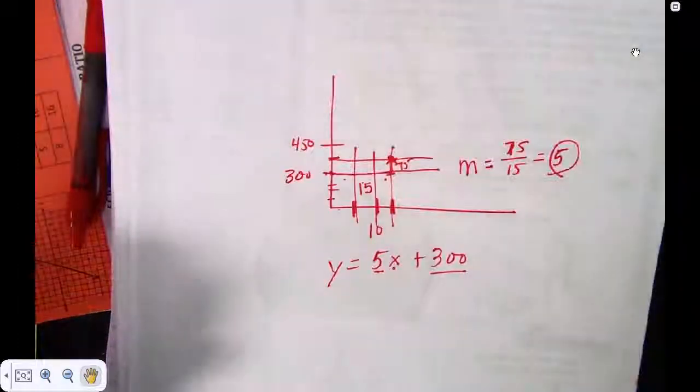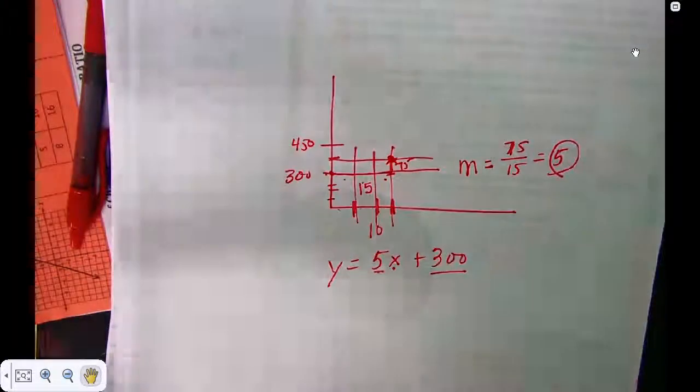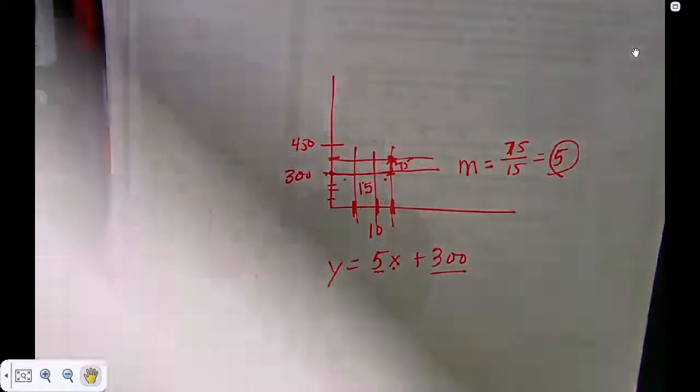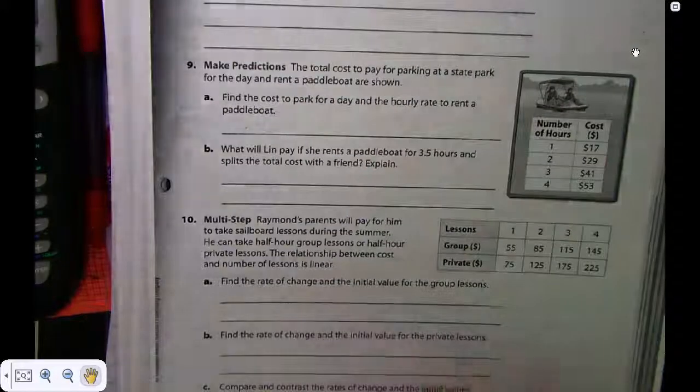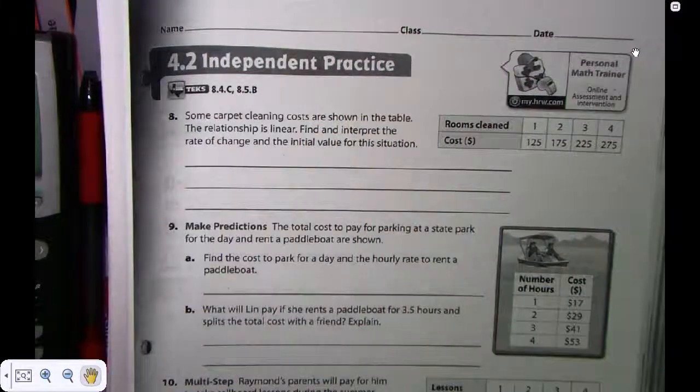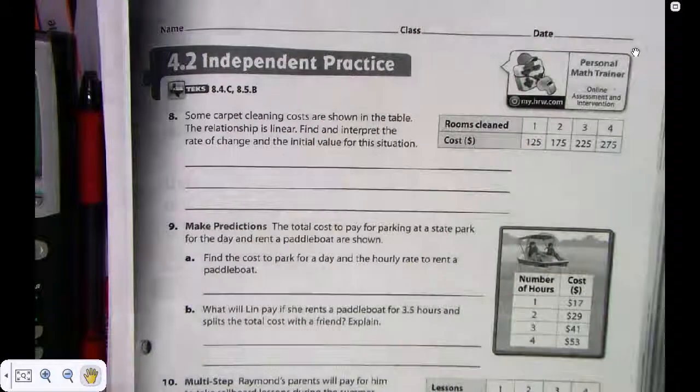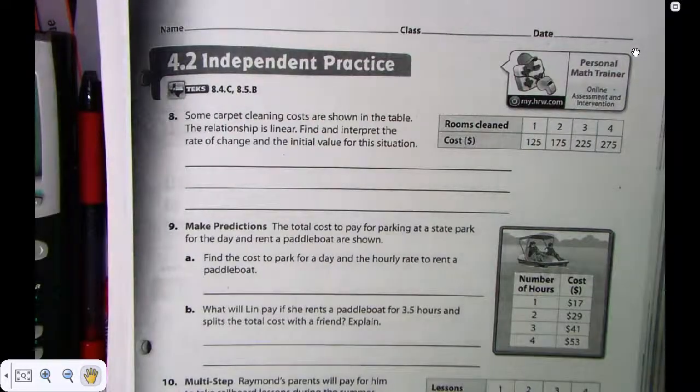Okay, close your binder. Look on page 99. Page 99. We're going to review some of the things that we've learned.